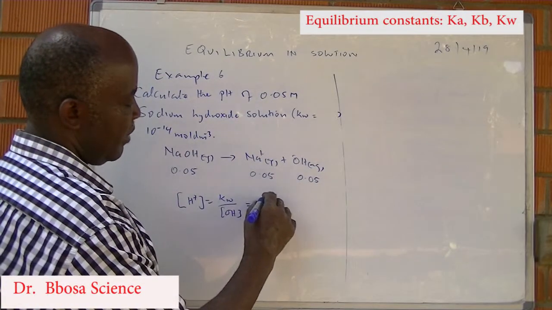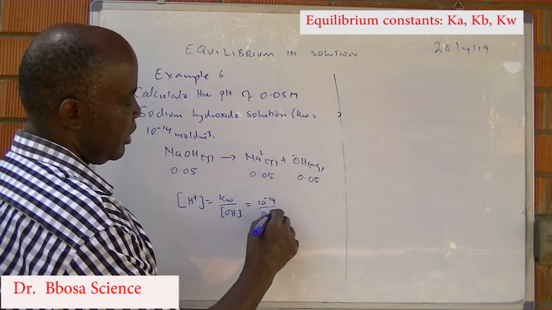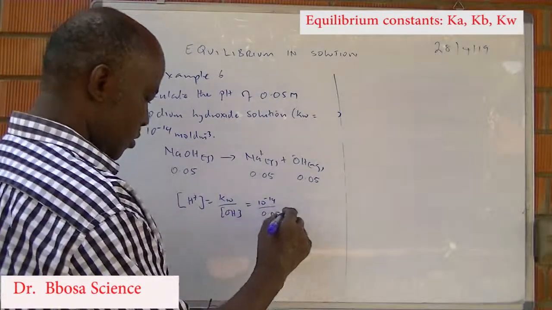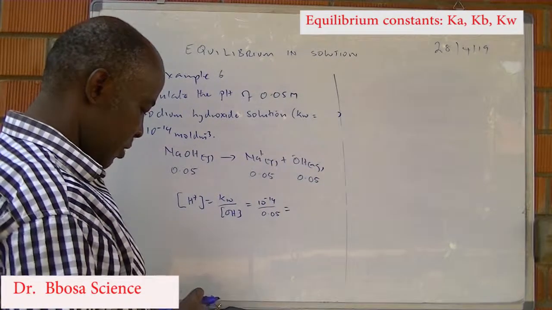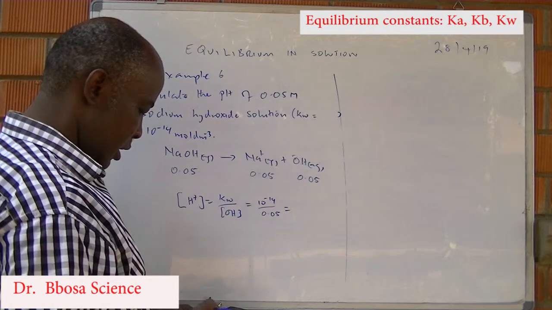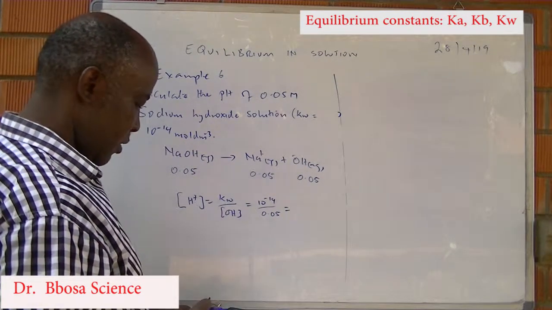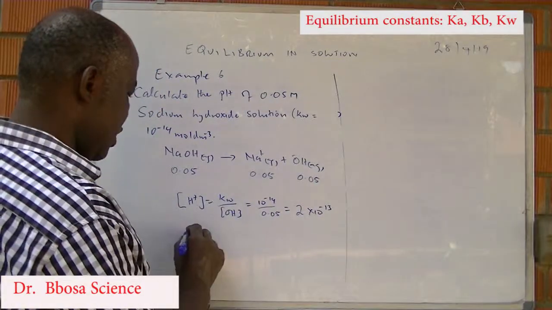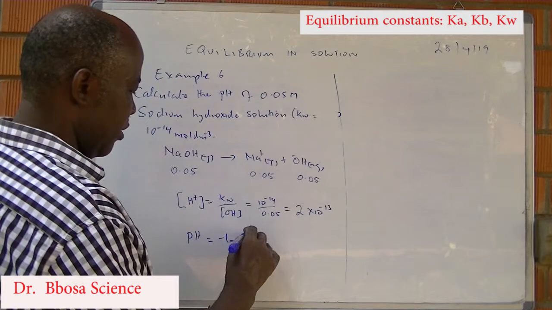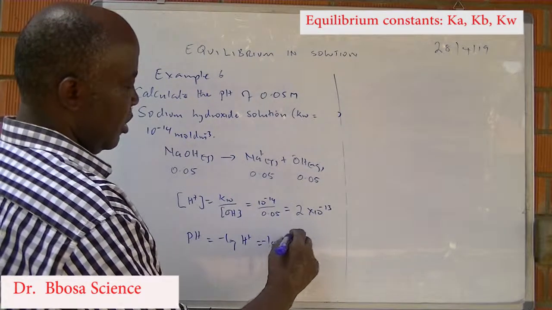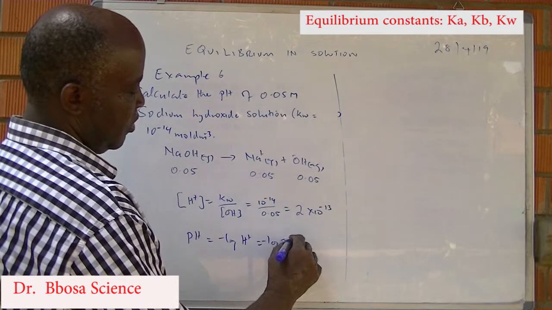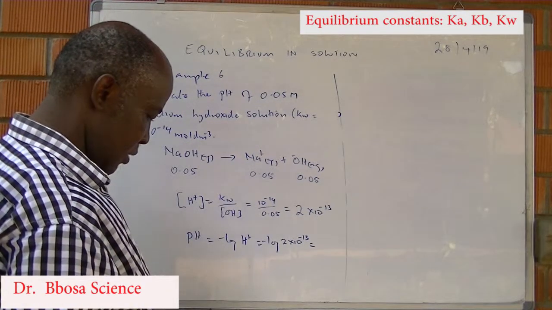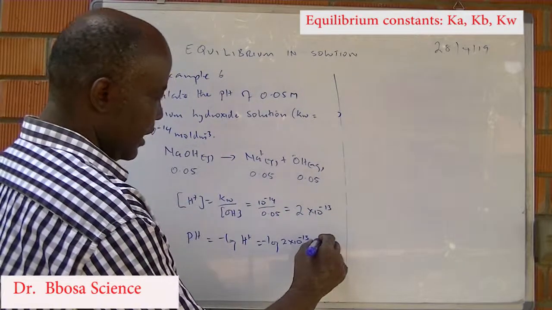Again, the concentration of hydrogen ions is equal to Kw over the concentration of hydroxide ions, which is equal to 10 to the power negative 14 over 0.05, which is equal to 2 times 10 to the power negative 13. But the pH is equal to negative log hydrogen ion concentration, which is equal to negative log 2.2 times 10 to the power negative 13, which is equal to 12.6.